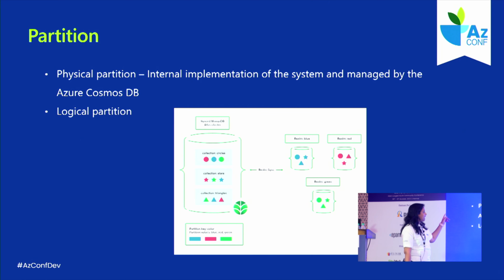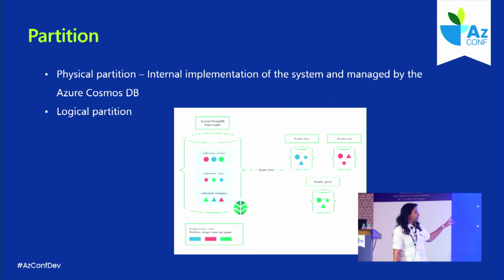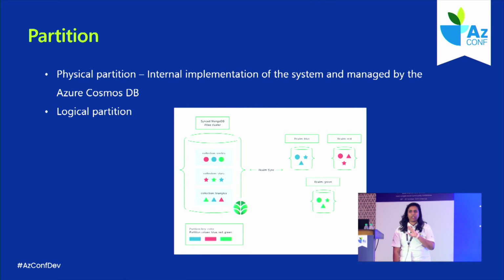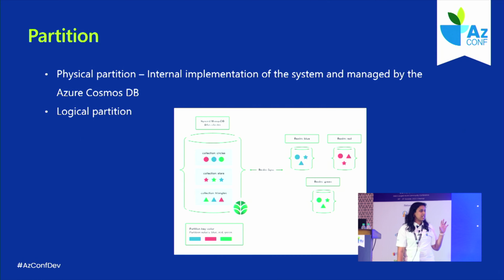One is physical partition, which we don't care about. This will be internally implemented and managed by Azure Cosmos DB. We don't have to worry about it. But the logical partition is the shard key that you give when you create a collection. This key should be the key factor when you create a collection. If you choose a wrong shard key as the partition key, then your data will be fetched very late and your efficiency will be 0.